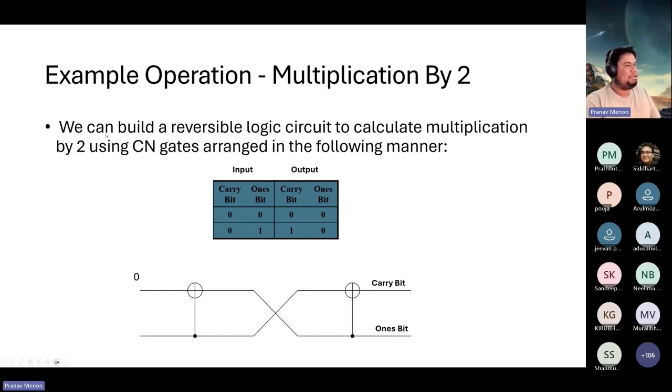Yeah, one minute. Like I said, this is an example of multiplication by two, and this over here is actually just two cross-switched CNOT gates, where it just changes based on the control value over here. And I'm just skipping through this to make time.